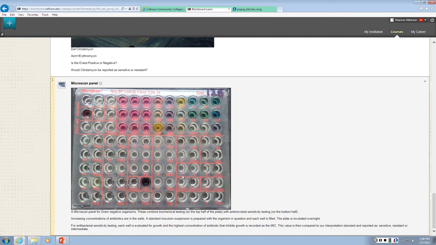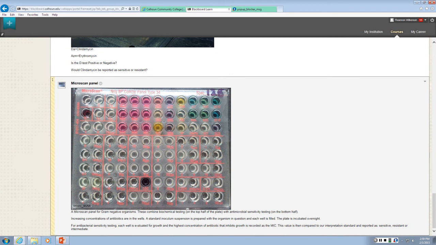Here this is CFT. I've got 2, 4, 8, 16, 32. It looks like these first 3 wells have growth, and this last well of 32 has no growth. So my MIC for this antibiotic would be 32. It's the smallest concentration of antibiotic that inhibits growth. So that's basically what you'll be doing in lab, recording the MICs and looking them up in the book.